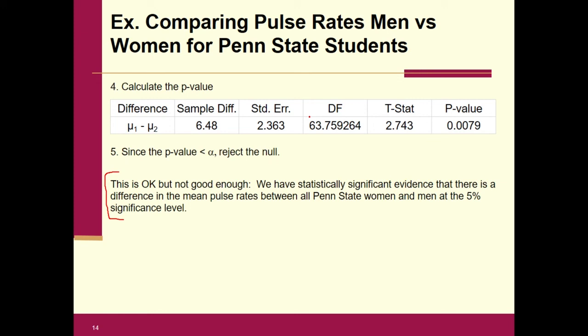So you could say that there's simply a difference in the mean pulse rates between the Penn State women and men at the 5% significance level. You could say that, but to me, that's not good enough, because remember, we were testing not equal to. If you reject the null when the alternative has not equal to, that means the test picked up that mu1 was either greater than mu2, or mu1 was less than mu2. It was one of the two.